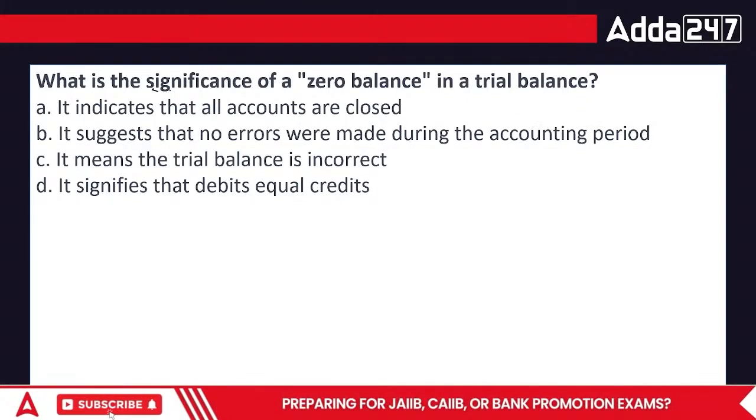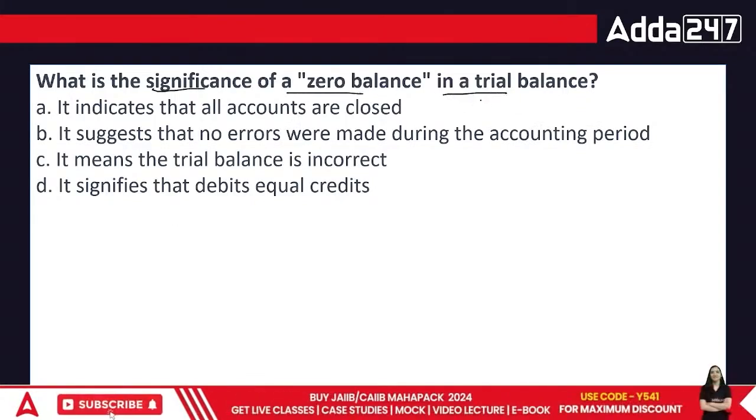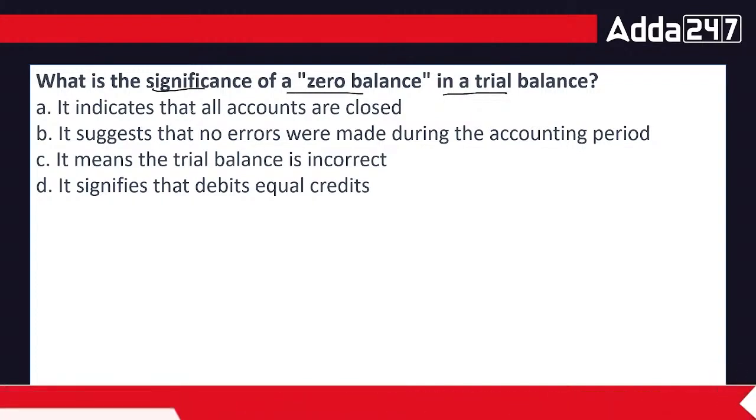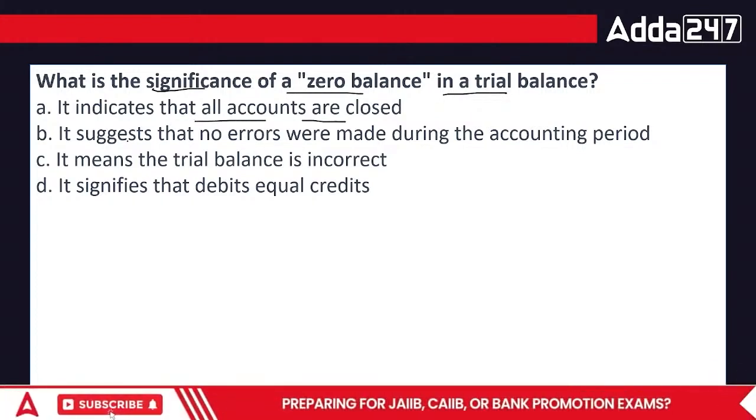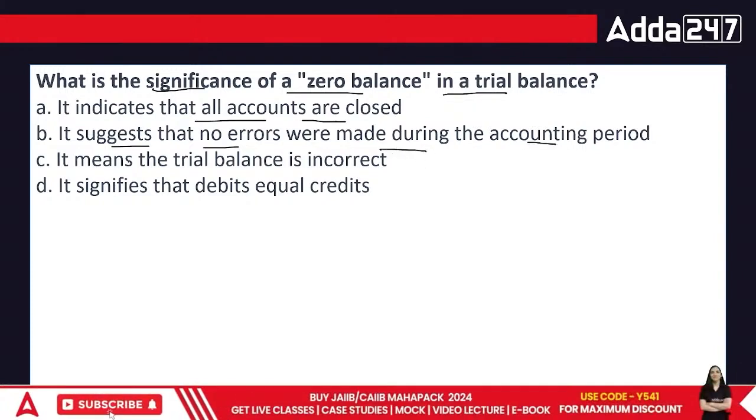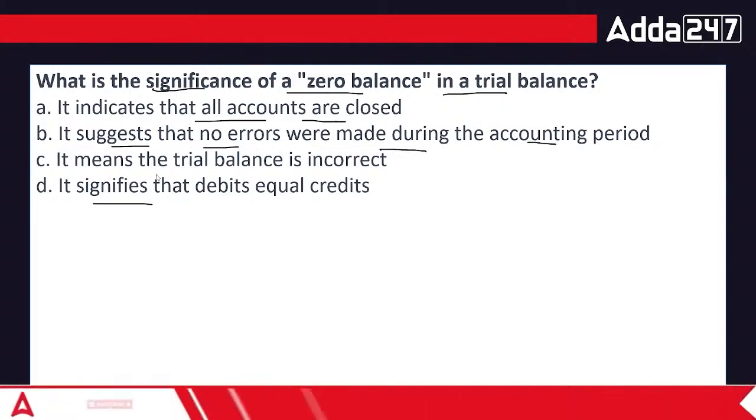What is the significance of a zero balance in the trial balance, everyone? If we have zero balance in the trial balance, then this indicates all accounts are closed. It suggests that no errors were made in the accounting period. It means the trial balance is incorrect, or it signifies the debit is equal to credit.